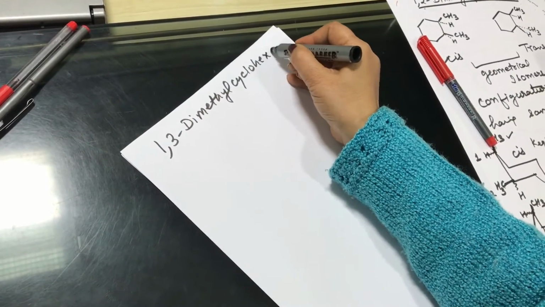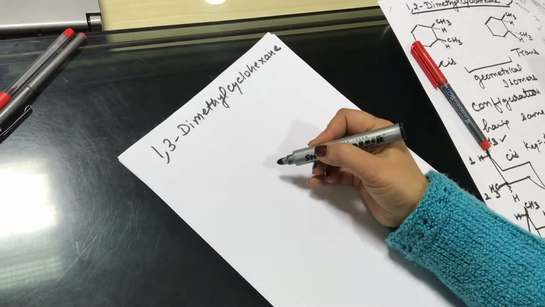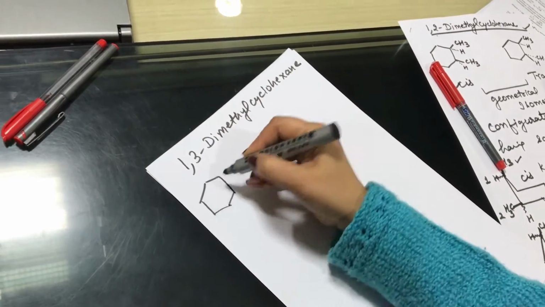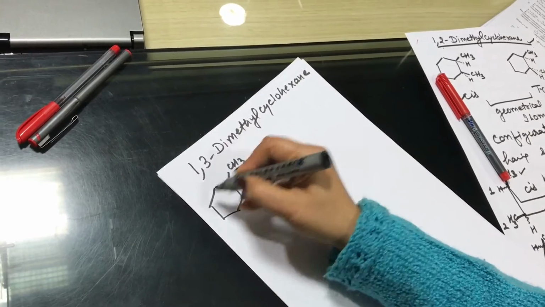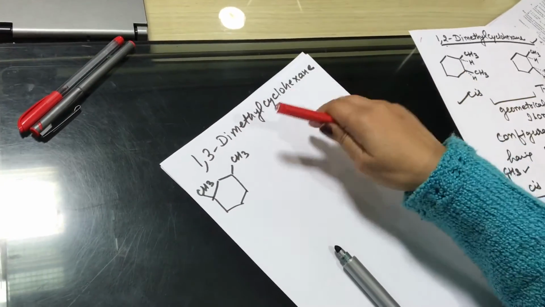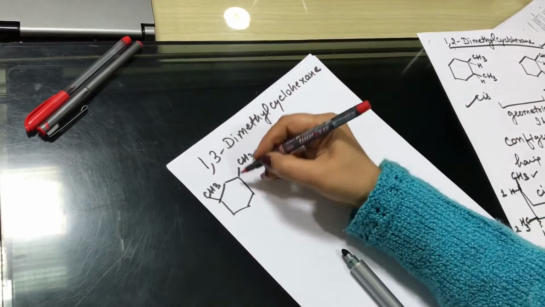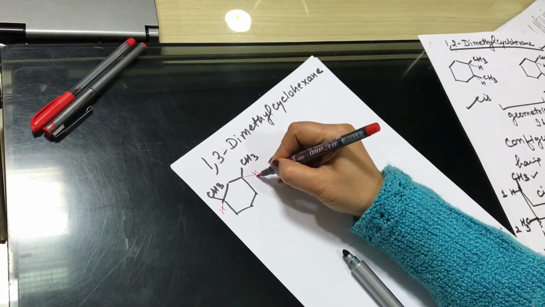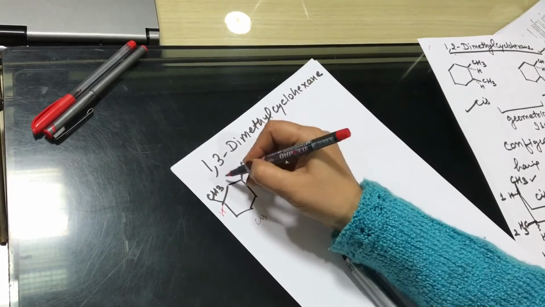Dimethyl-cyclohexane. This is a planar arrangement. Both the methyl groups are on the same side, and the hydrogens are on the same side. So this one is cis.